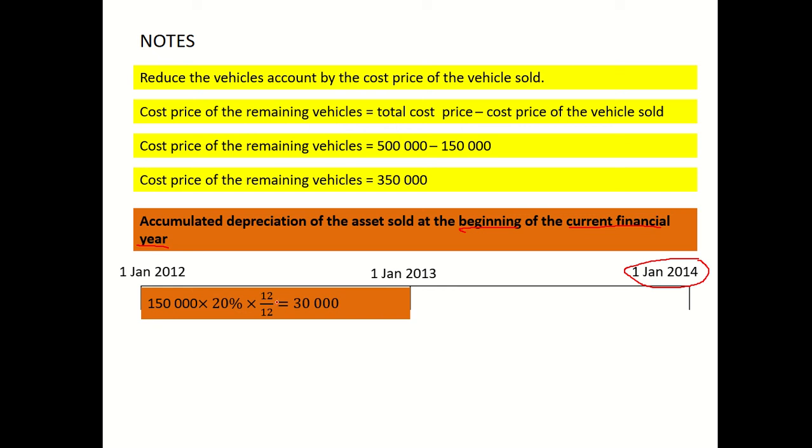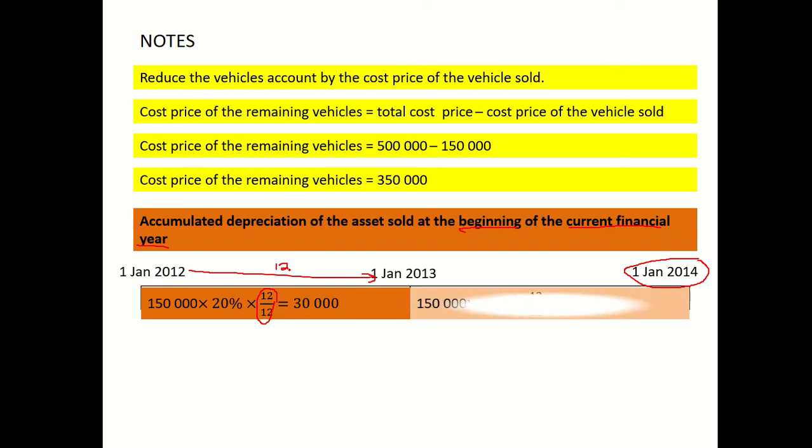The reason why I'm multiplying this over 12 is because from the 1st of January 2012 to the 1st of January 2013, it is actually 12 months. So we have used it for 12 months out of 12 months, which is a year, which is simply 1. So your depreciation will just be 30,000 Rand. You don't need to multiply by that 12 over 12, by the way.